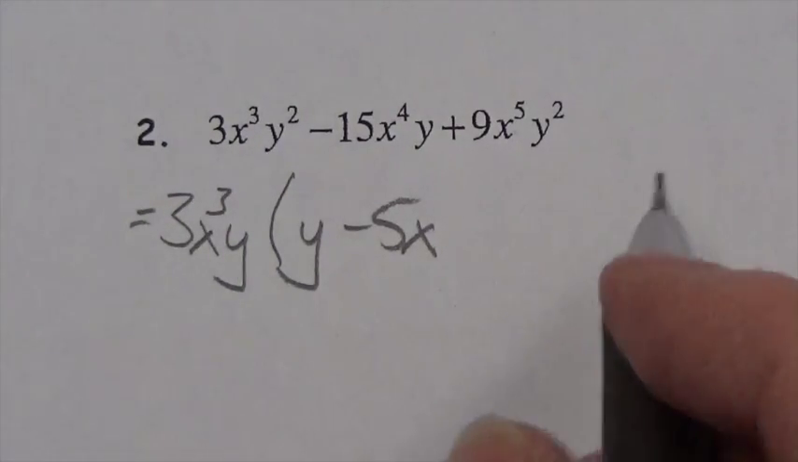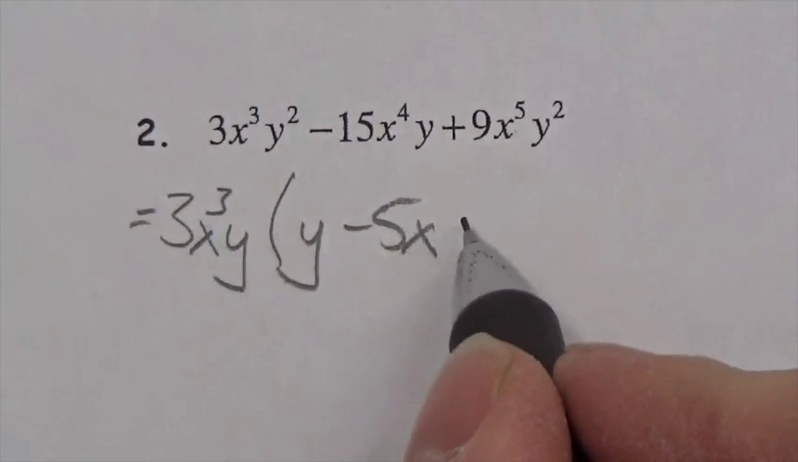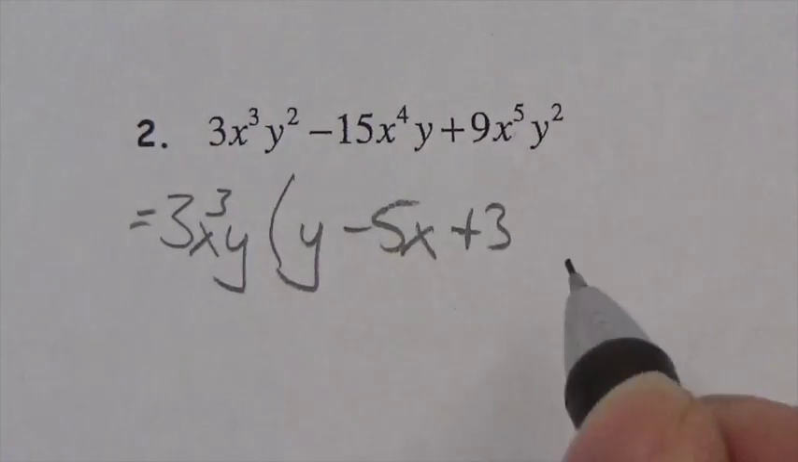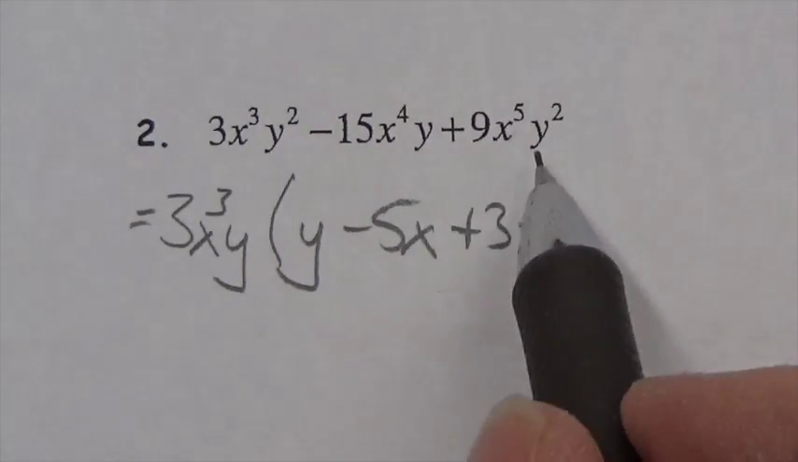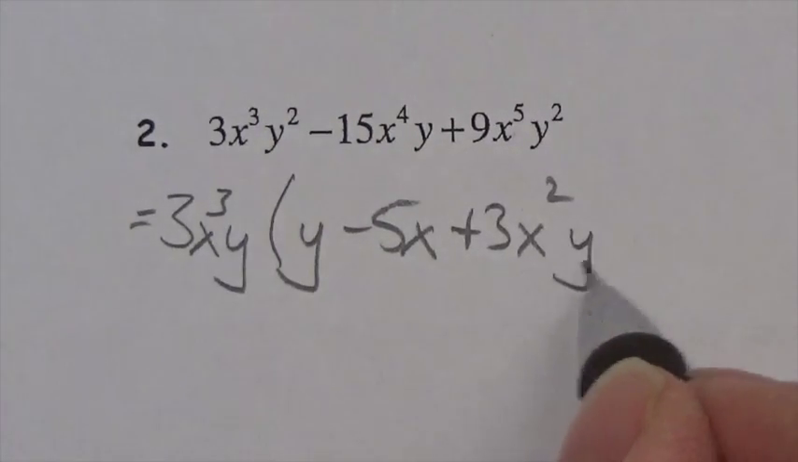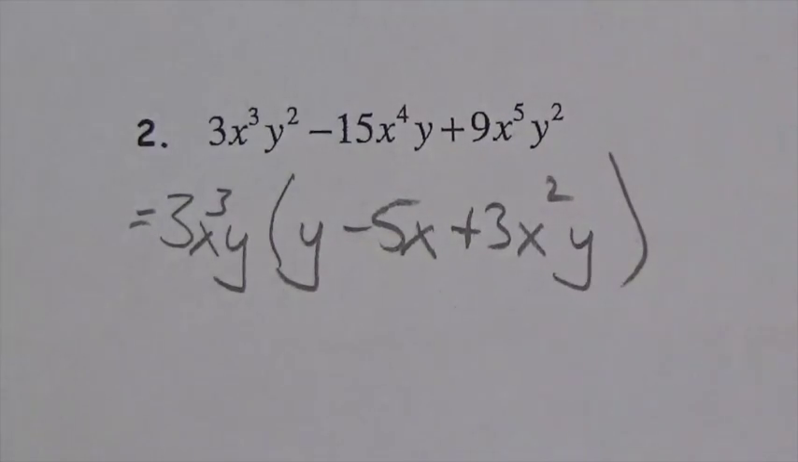And I don't really need to write that. 9 divided by 3 is going to be positive 3. X to the 5th divided by x cubed will give me x squared. And then y squared divided by y is y to the power of 1. And again, I don't need to write the 1 there.